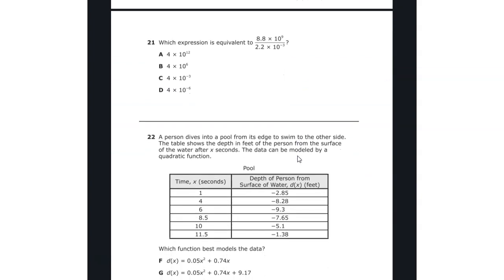All right, number 21, 8.8 times 10 to the power of 9 divided by 2.2 times 10 to the power of -3. So what I'm going to do here is treat them kind of differently. First of all, 8.8 divided by 2.2, that's going to be 4. And then we multiply by 10 to the power of 9 minus -3. We're applying exponent laws here. 4 times 10 to the power of 12.